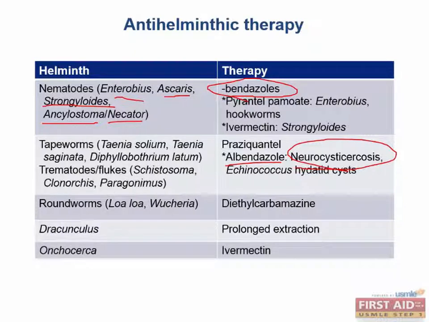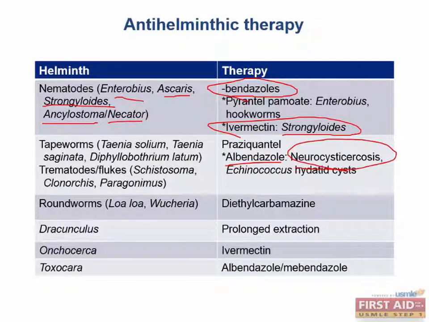Onchocerca causes river blindness and is treated with ivermectin. Remember, ivermectin is also the drug of choice used for Strongyloides. Finally, Toxocara is treated with albendazole or mebendazole.